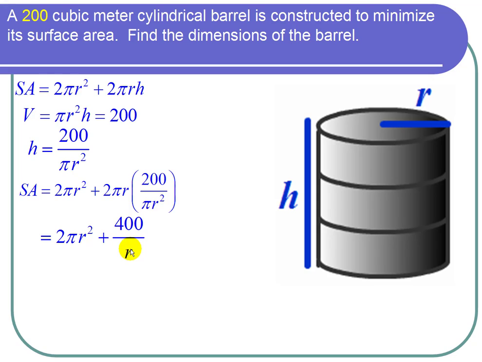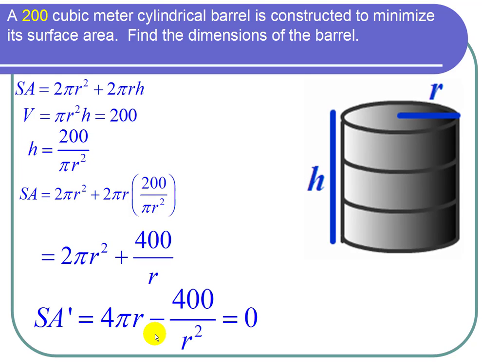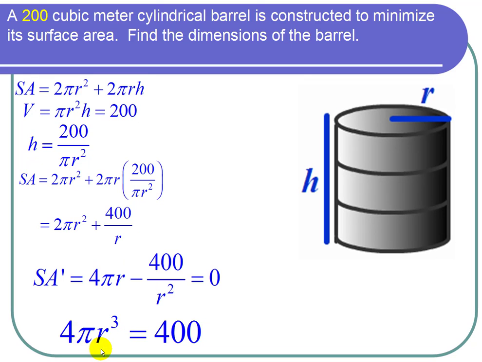If I add 400 over r squared to both sides and multiply by r squared, I get that 4 pi r cubed equals 400, and I can solve for r by dividing by 4 pi and taking a cube root, and I put it in my calculator, and I got that r is approximately equal to 3.17.